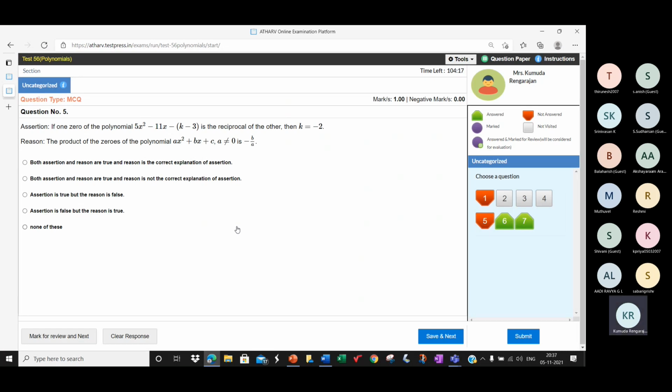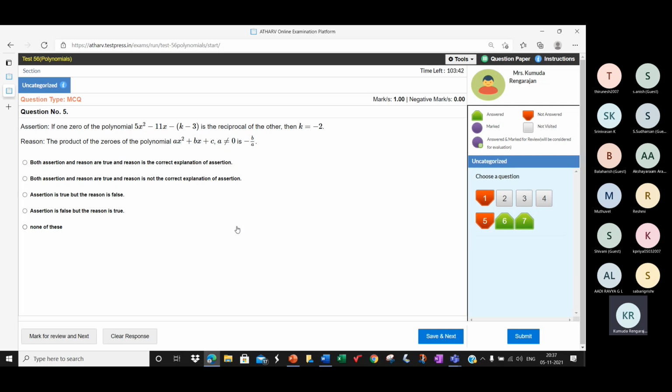So assertion is true, reason is false. Yeah, so the product of the zeros, that is C by A, is equal to 1. What's the value of C? Minus of K minus 3 by A. What's the value of A? 5. Is equal to 1. C by A is equal to 1. When you work that out, you will find the value of K.